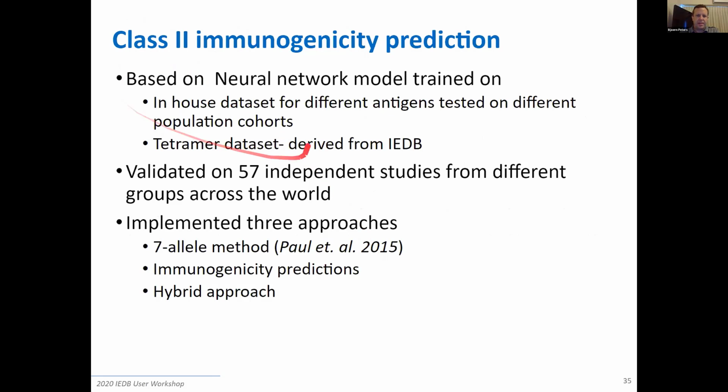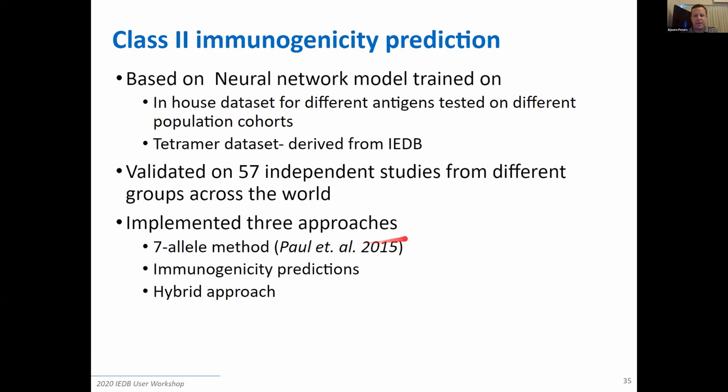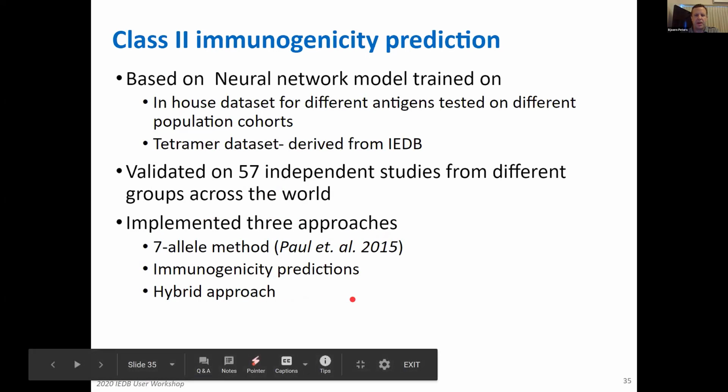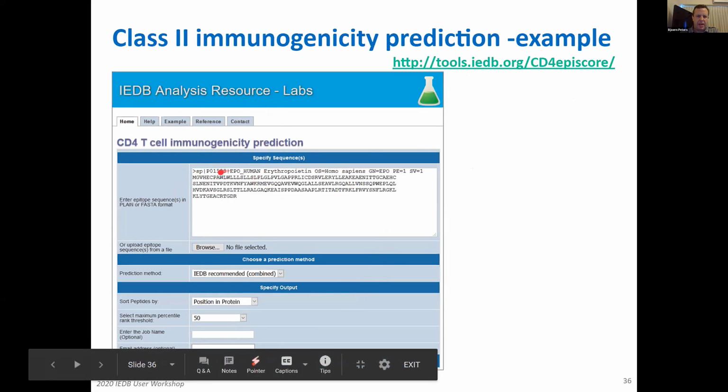As I said, we trained a neural network based on our in-house data set, and then we validated it based on tetramers derived from the IEDB and 57 independent studies from different groups across the world. This is implemented in 3 approaches: the 7 allele method by itself, the immunogenicity by itself, and a hybrid approach combining the 2. So this is on the IEDB page where you get the CD4 T-cell immunogenicity predictions.